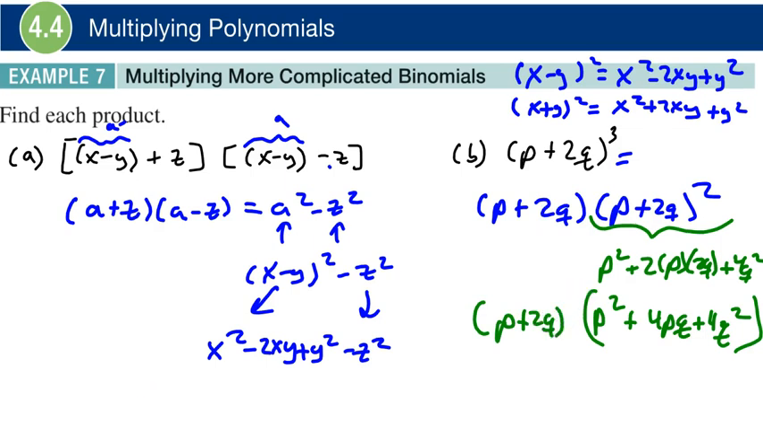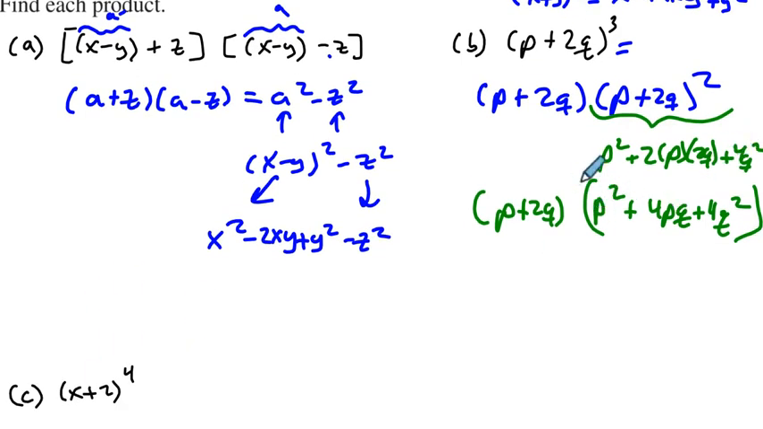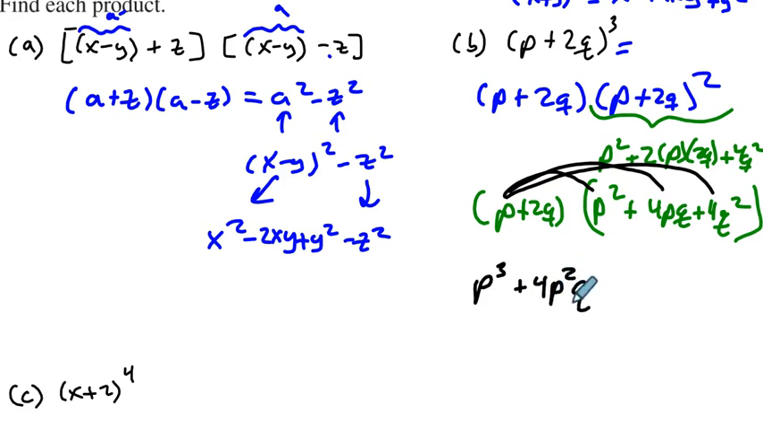Okay, so that takes care of this part, but that means we still have to multiply by p plus 2q. This is where you have to get a little hairy, but it's part of the whole gig. Basically, I take my first term, p, and multiply p with everything. If I do that, I get p cubed, because p times p squared is p cubed. P times 4pq is plus 4p squared q, because p times p is p squared, and then I still have my 4 and my q.